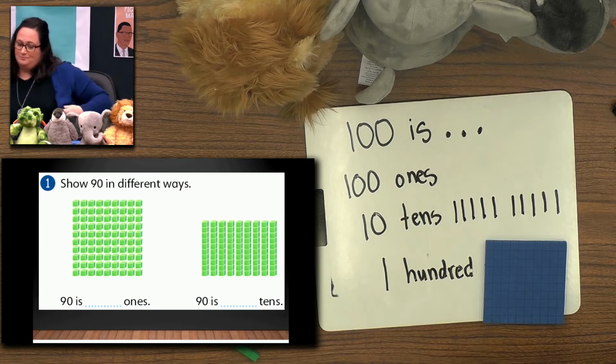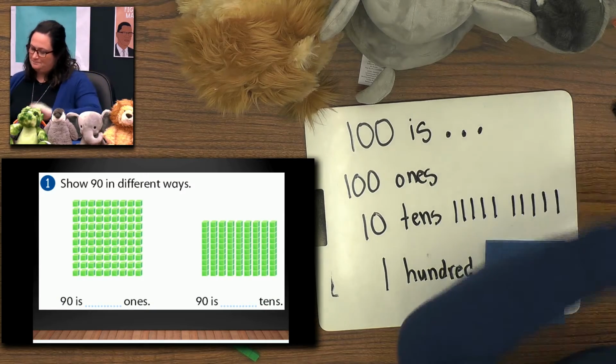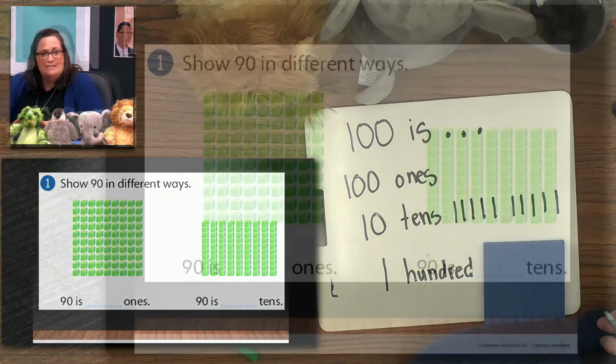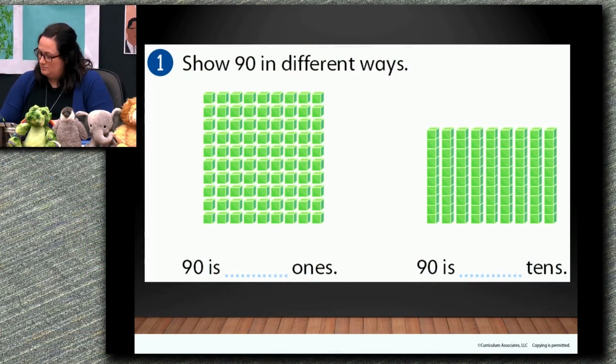Let's take a look. We can just look at the PowerPoint, Mr. Kevin. It says, show 90 in different ways. So I'm going to see what they have here. 1, 2, 3, 4, 5, 6, 7, 8, 9. They have 9 columns.